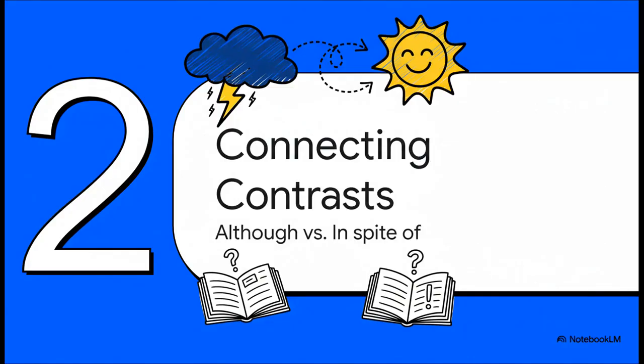All right, power-up number 2. This one's a biggie. It's all about showing contrast. When you need to present 2 ideas that don't quite line up or seem to contradict each other, this is where words like although, even though, and in spite of become your absolute best friends. They're like a little signal that says, hey, here comes an unexpected twist.